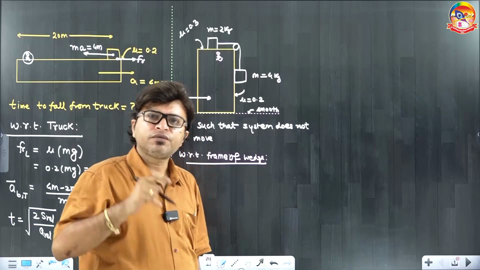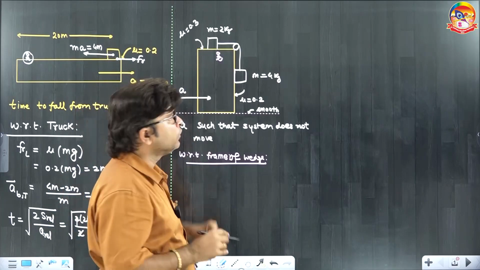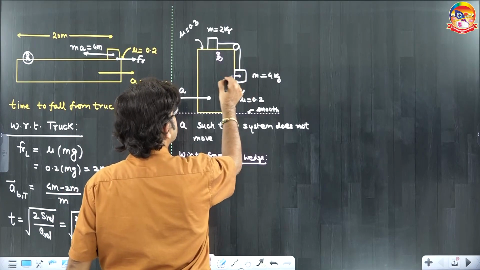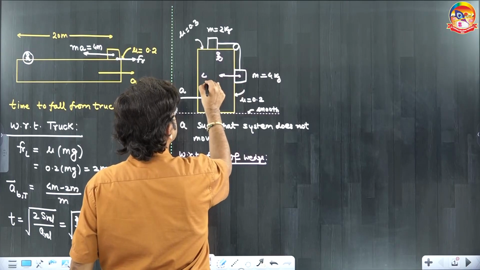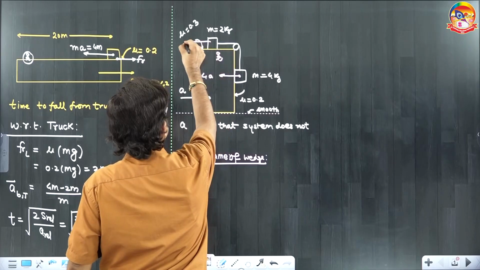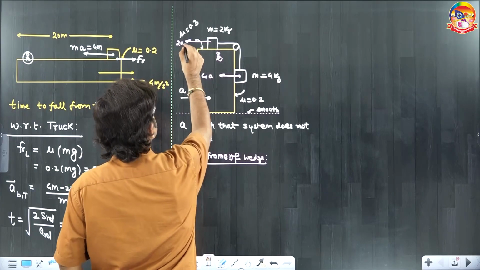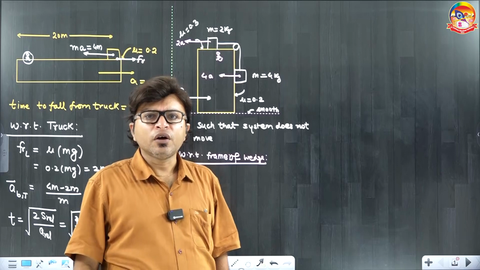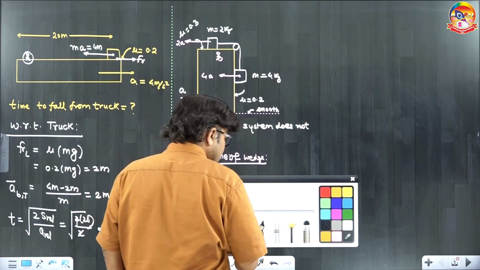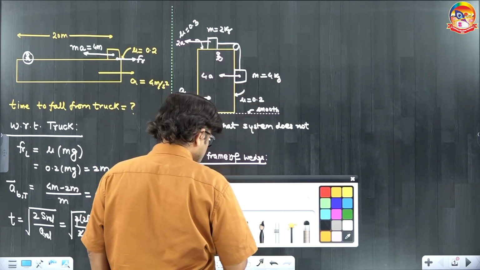What are the forces? First thing, before going to the frame, I have to apply a pseudo force here, that is 4 into A. I have to apply a pseudo force here, that is 2 into A. Now based on this, other forces. So let's see the other forces.